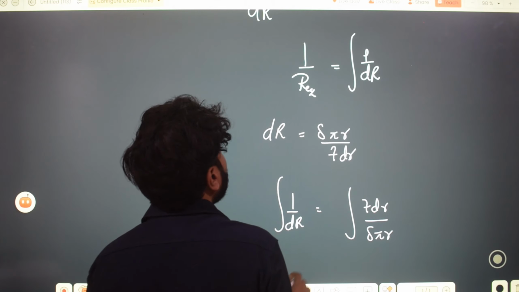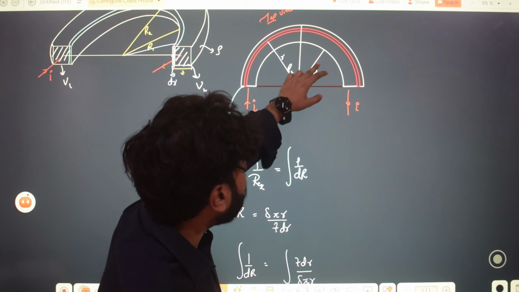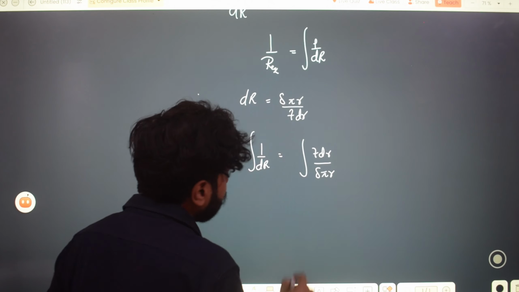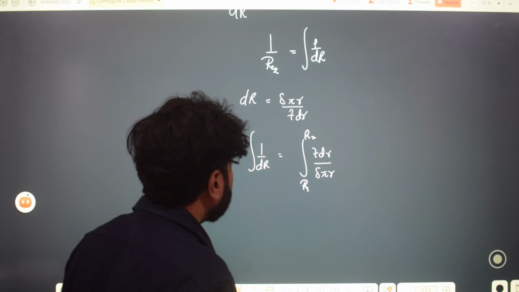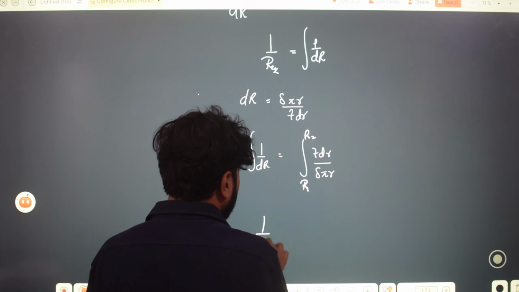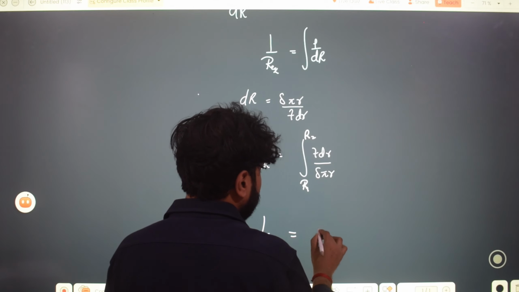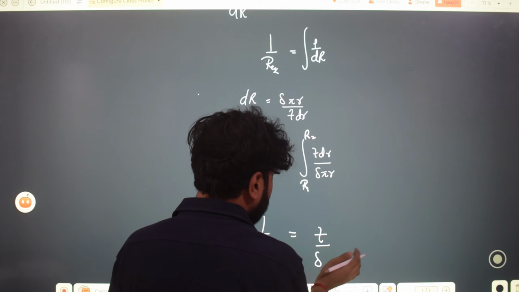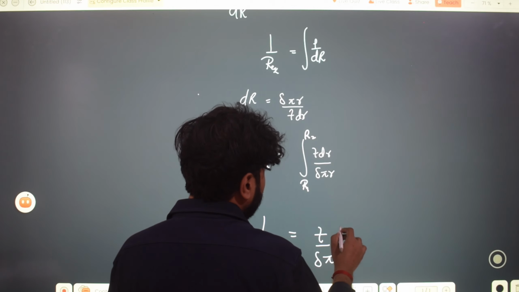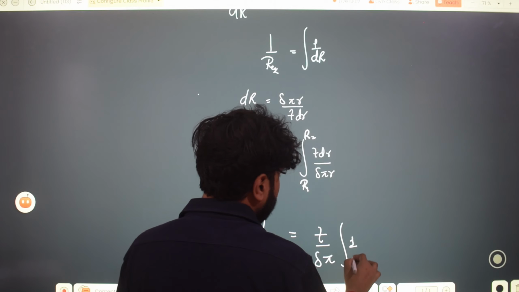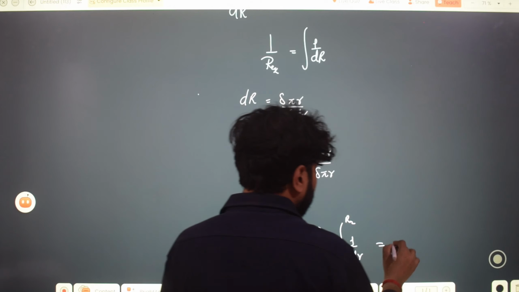Okay, so we have to calculate total resistance. So where will we go from? We are integrating in terms of r, so we will go from r1 to r2. R1 to R2, and that's it. Now you just have to integrate. This will give us 1 by R. Your t is constant, rho is constant, and pi is also constant. We are integrating 1 by dr from R1 to R2. So if you integrate, you will get ln R.